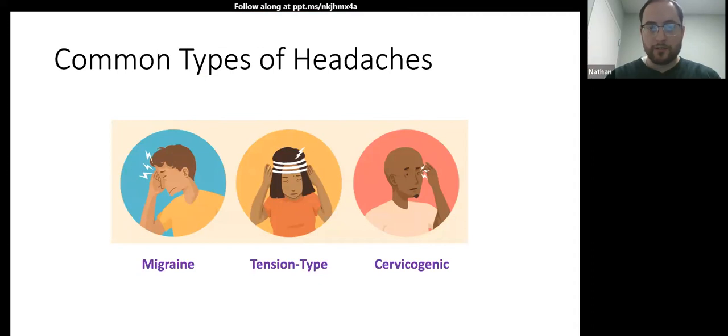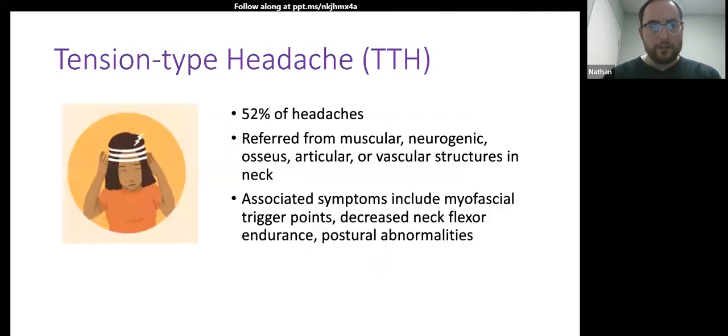There's something called a migraine, a tension type headache, and then a cervicogenic headache. For the most part, those three types of headaches all have an underlying factor of muscle, some more than others, and we'll talk about those three moving forward. So a tension type headache is the type of headache where usually it has to do with muscle pain, and we'll probably talk about this one the most, because 52% of headaches are related to a tension type headache.